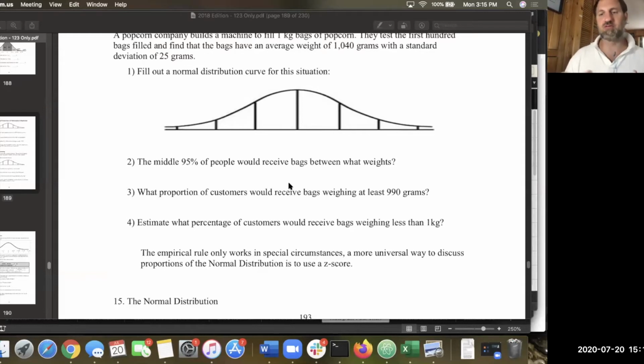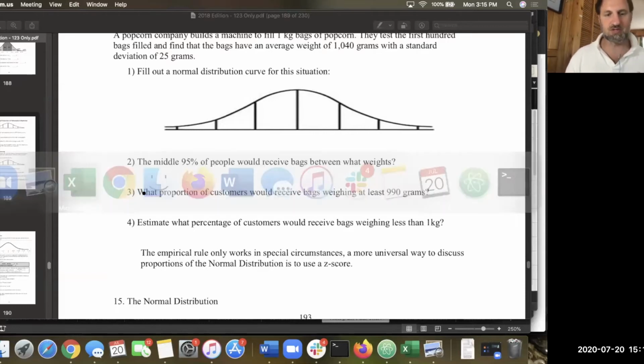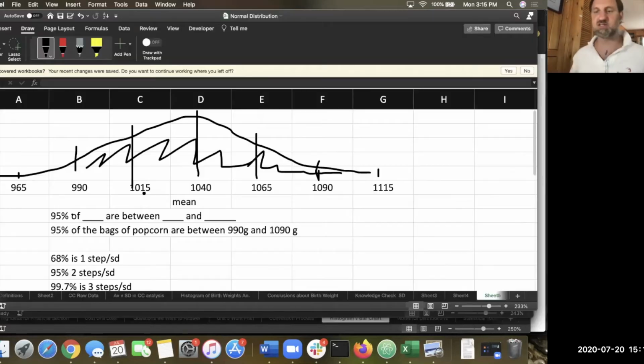We know that from the standard deviation, I mean, sort of the normal distribution, most people are going to get stuff that's in the middle of the curve. And I've set the average to be slightly higher than 1,000, so that most people are going to get, let's go back and look at our picture. Most people are going to get, 68% of people are going to get between 1,015 and 1,065 grams. So it shouldn't be any problem.